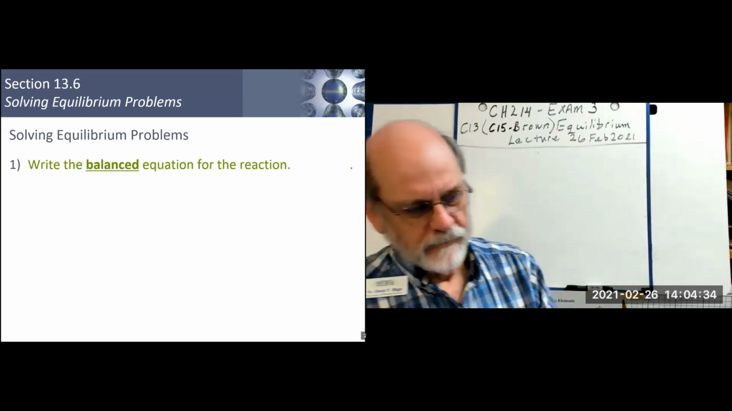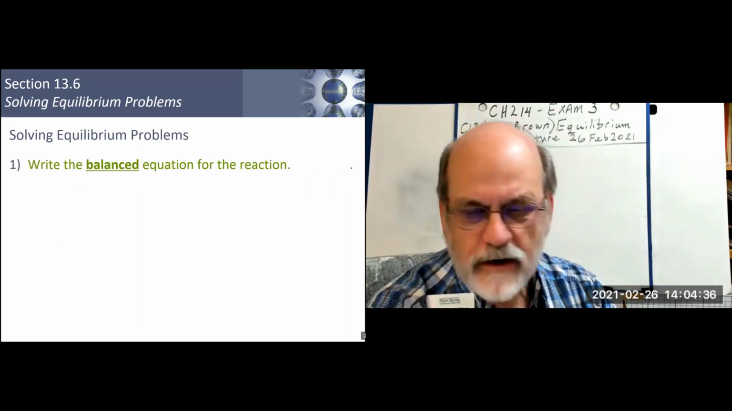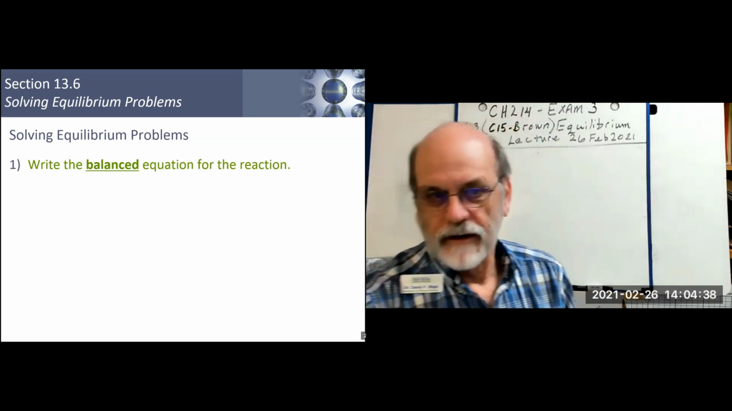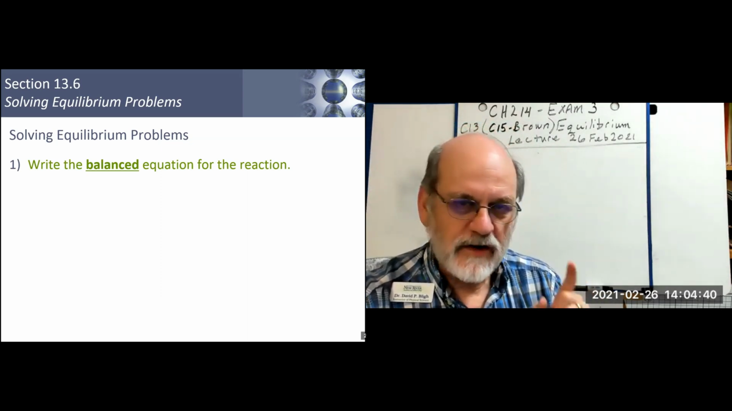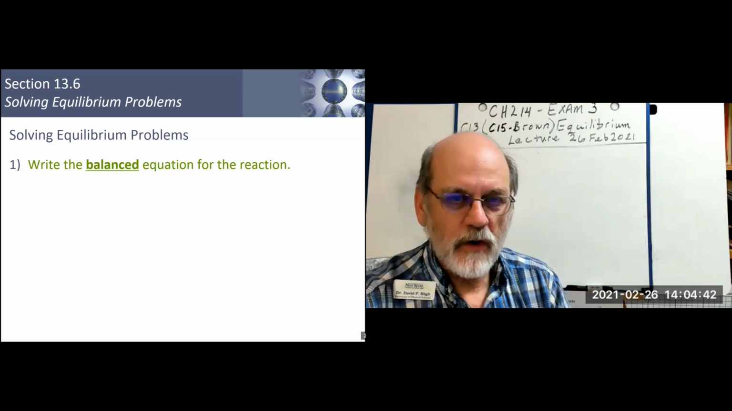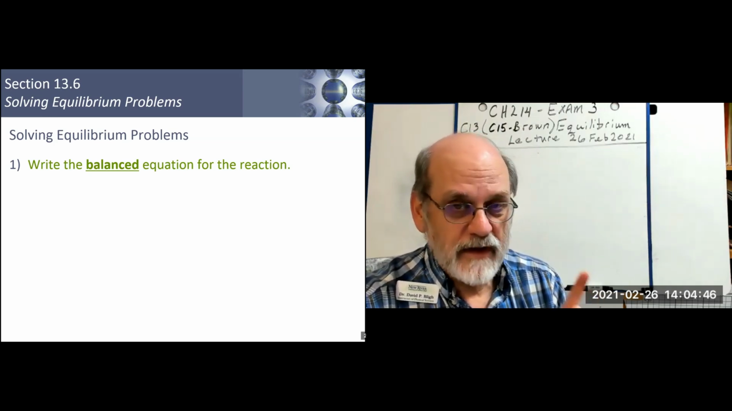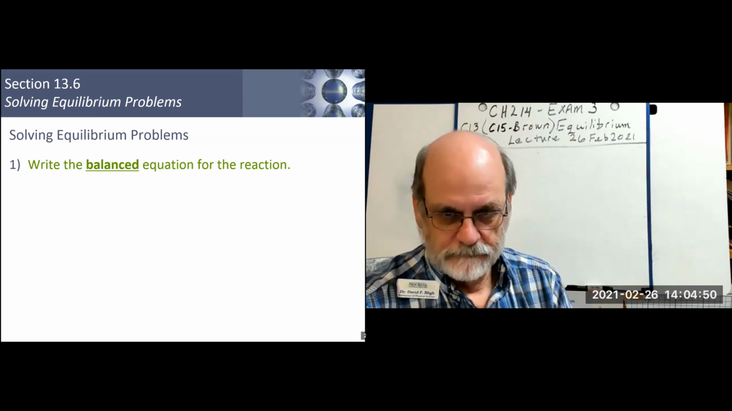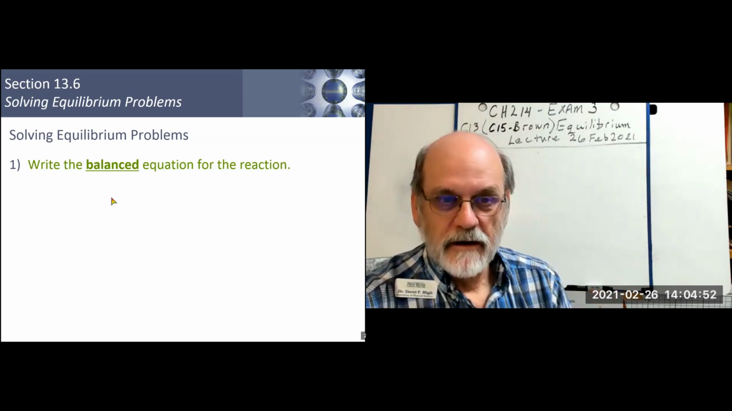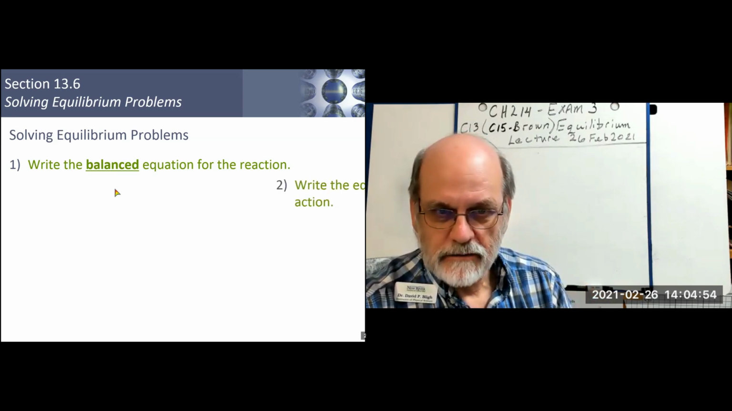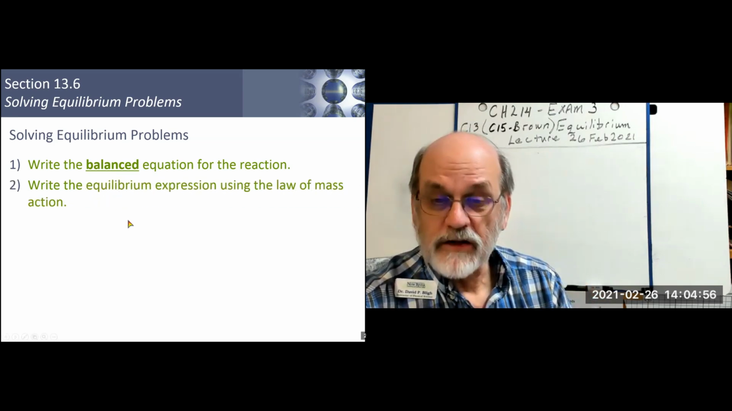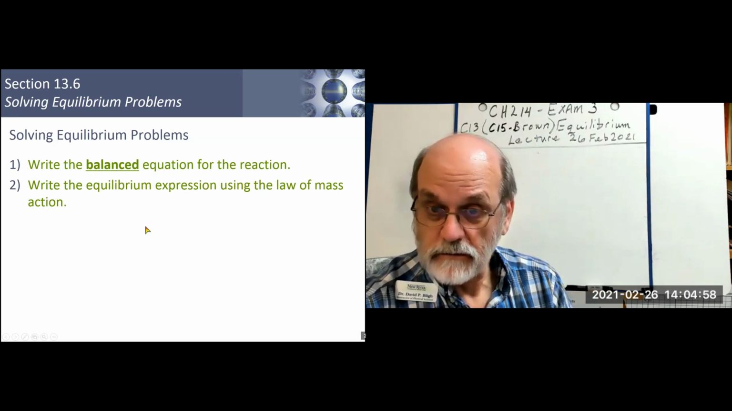Okay, so here's what you do when you solve an equilibrium problem. You've got to have the balanced equation first. If you don't have a balanced equation, and that also means you have to write the reactants and products correctly. Right? So you have to write those correctly, and balance the equation. Then you write the equilibrium expression.